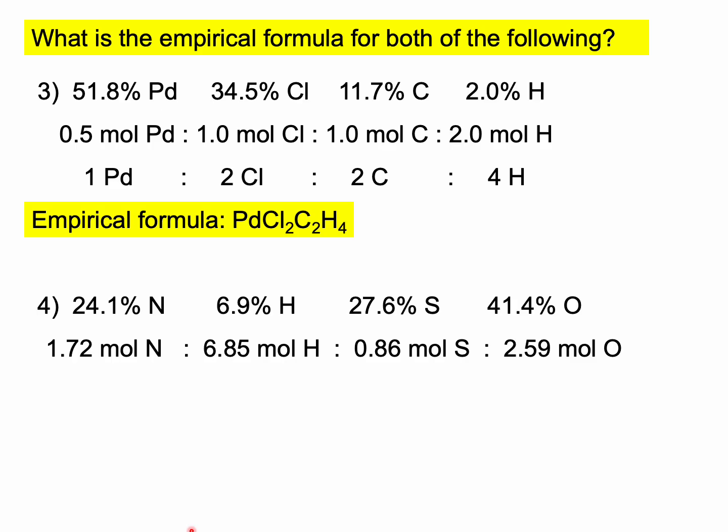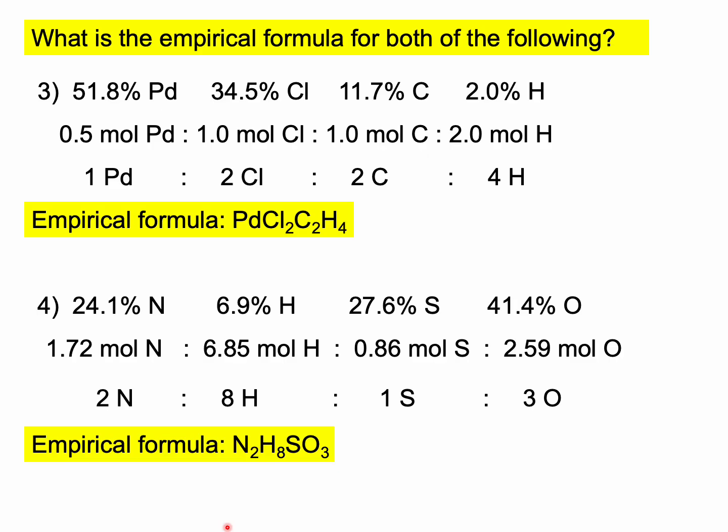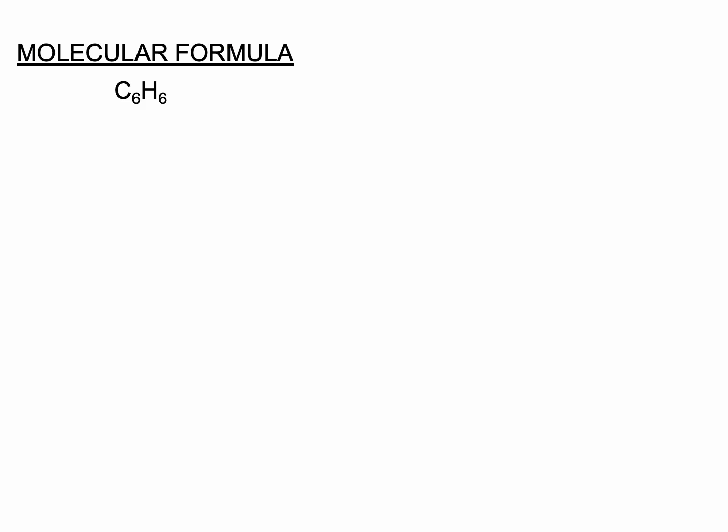Do the same thing for the fourth example. When we get these, we're going to divide by our smallest number of moles, which is the 0.86. We get 2 nitrogen, 8 hydrogen, 1 sulfur, and 3 oxygens, which gives us an empirical formula that works out to be the same thing as the formula for ammonium sulfite.